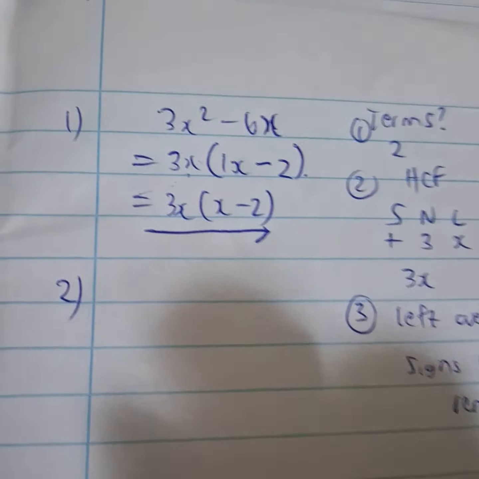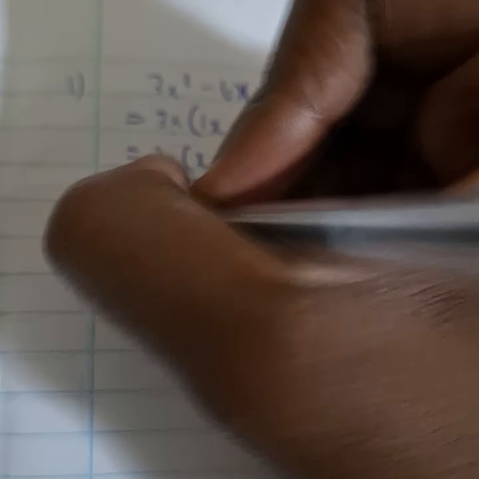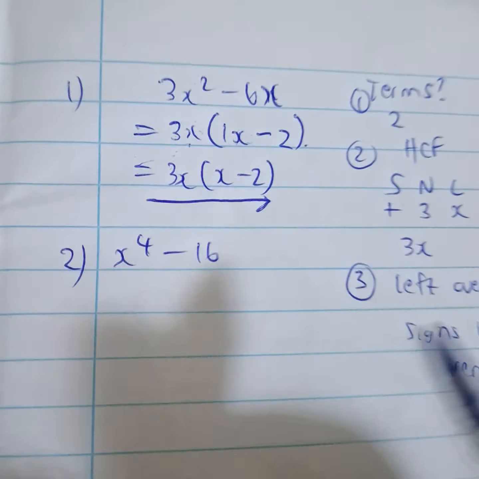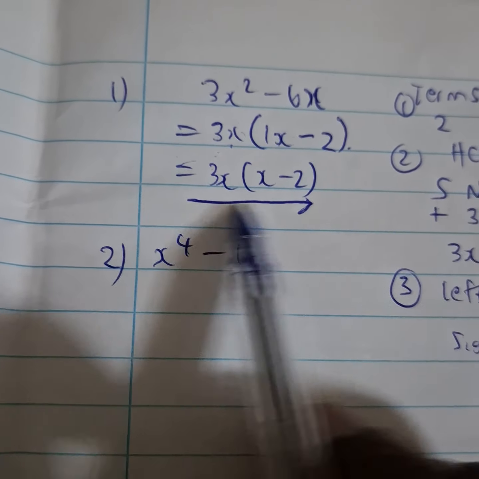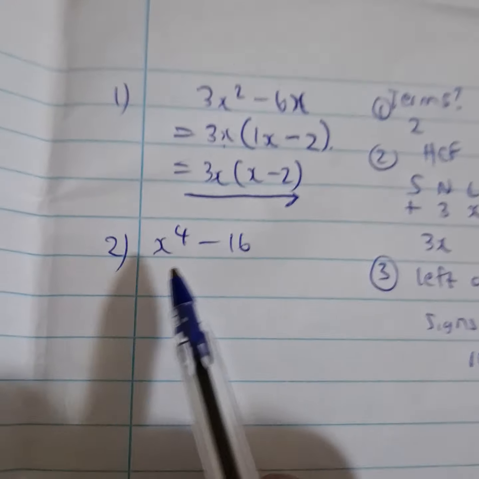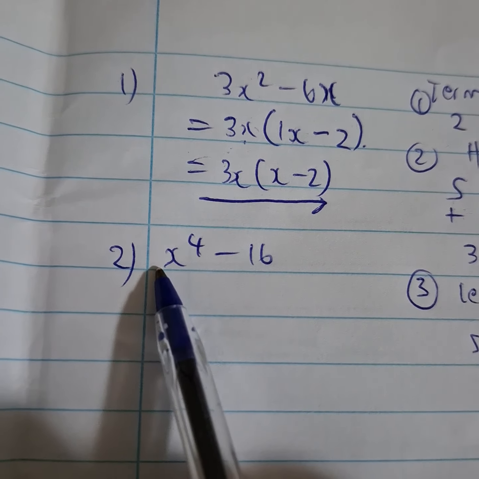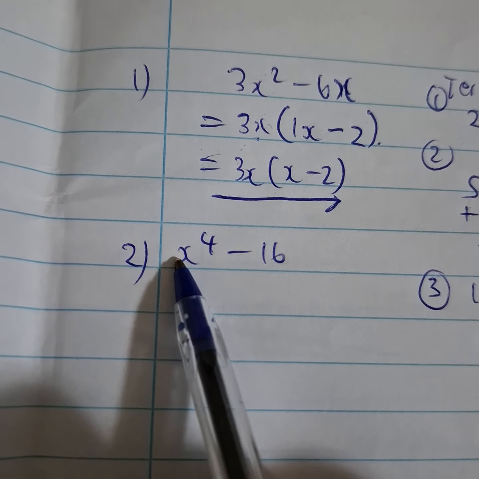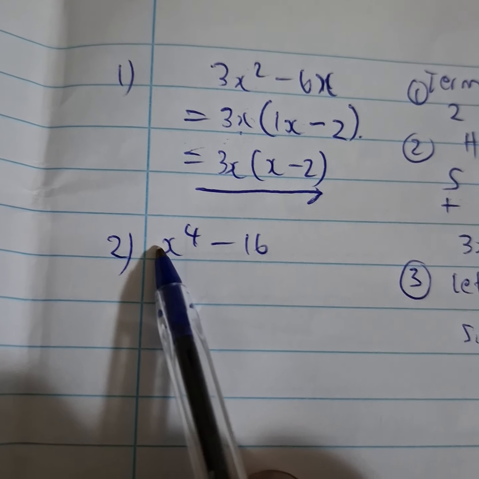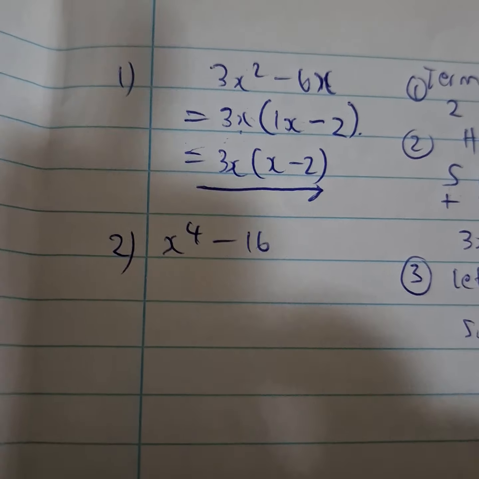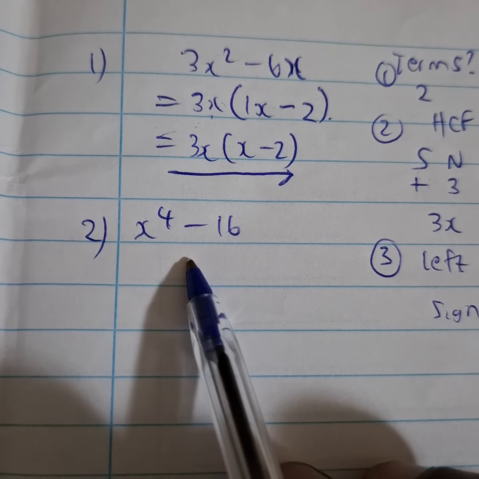Let's go to number 2. We have x to the power 4 minus 16. Now, if we look at this expression, once again, we ask ourselves, how many terms in the expression? There are 2. Is there a highest common factor? Definitely there is. Our highest common factor, guys, is actually 1. The number 1, a positive 1, is our highest common factor.